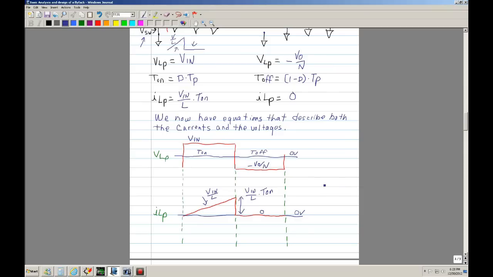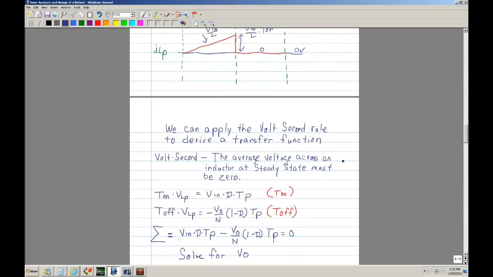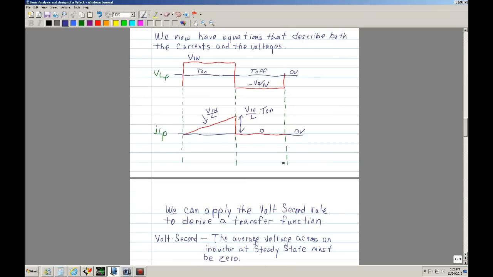Okay, so now you have two waveforms and a set of equations. Now we can apply the volt-second rule to derive a transfer function. So what is the volt-second rule? Well, the volt-second rule basically says that the average voltage across an inductor at steady state must be 0. So with that being said, we use this waveform.